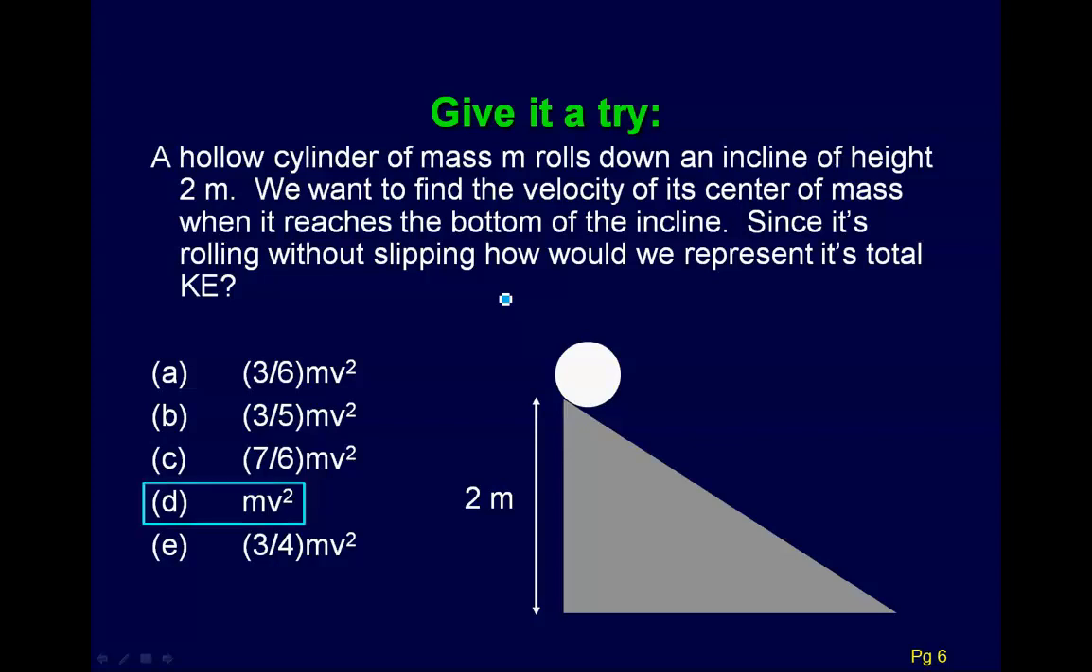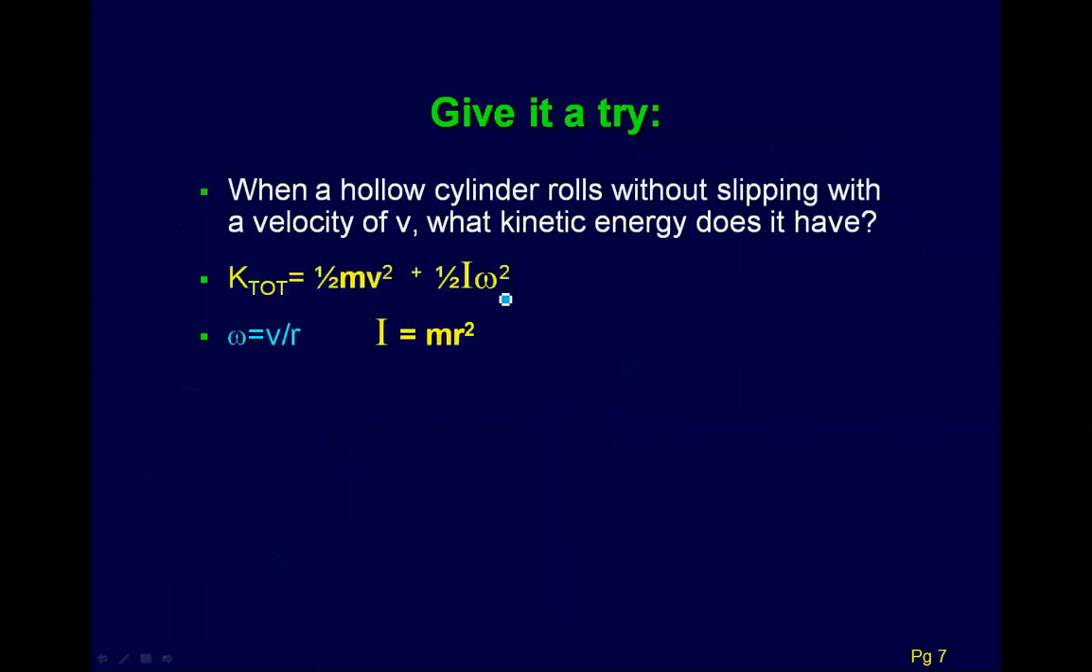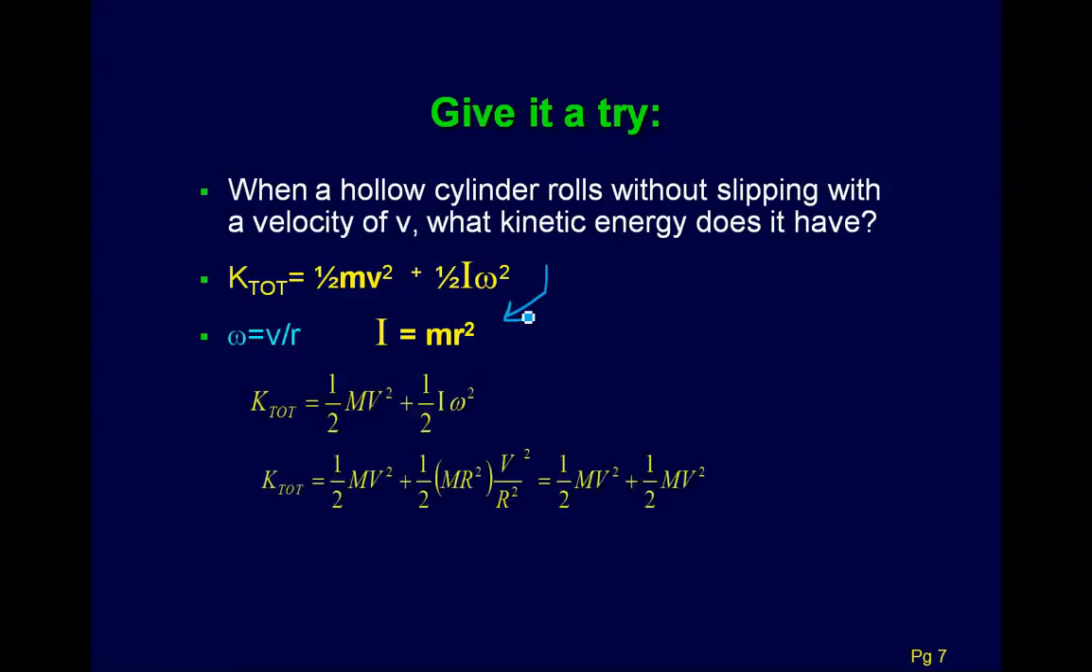Okay, hopefully you got D. If you look this up in our book, the moment of inertia is mr squared without any fraction in front of it. The fraction would be 1, if you want to think about it that way. And so when I write this out, again the r squareds cancel, and I have 1/2 plus 1/2, and so it's mv squared.